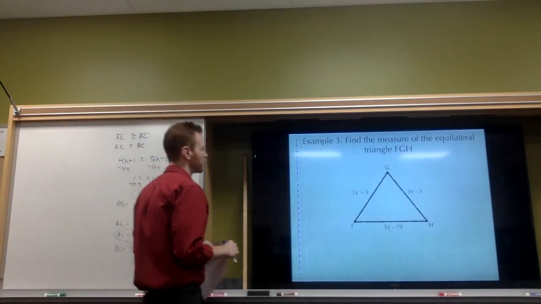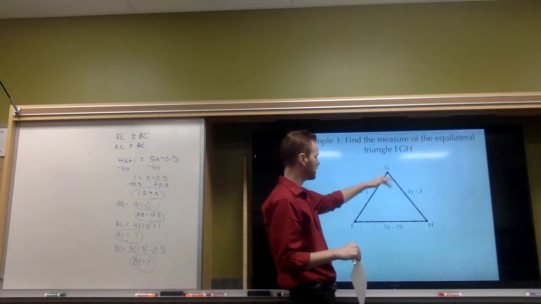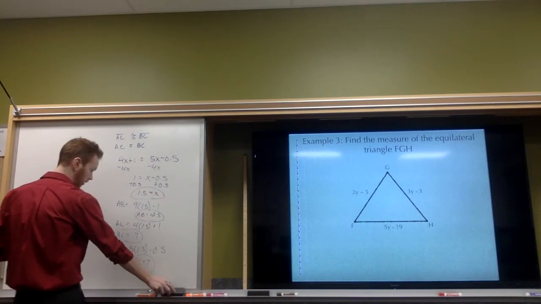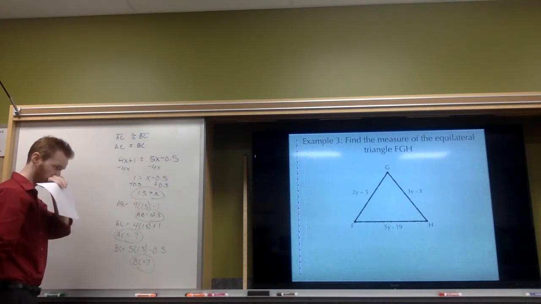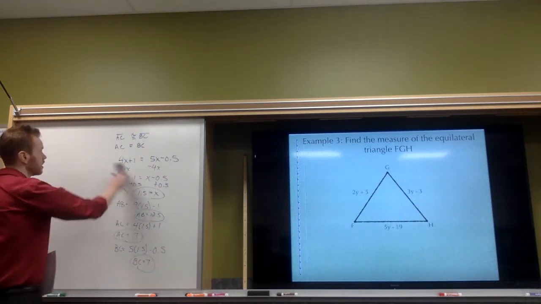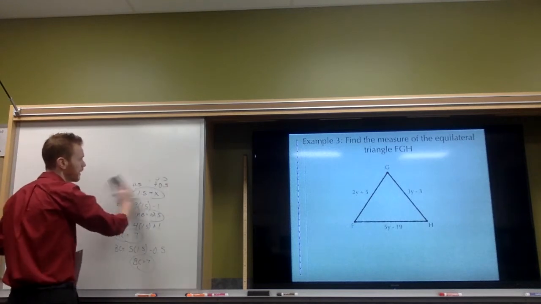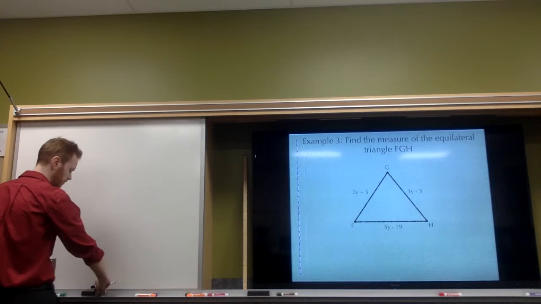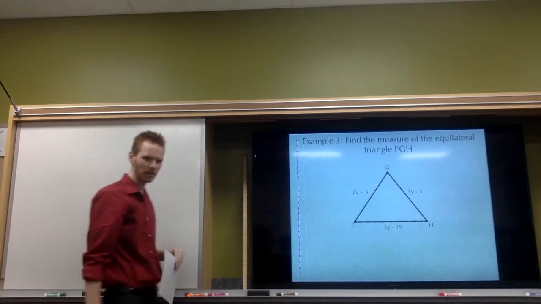All right, next one. Example 3. Find the measurement of this equilateral triangle FGH. So we're going to do the same thing. We have to figure out what y is, and then after we figure out what y is, we have to plug it back in to find the measurements. Doesn't sound like a monumental task. I think we could do this.